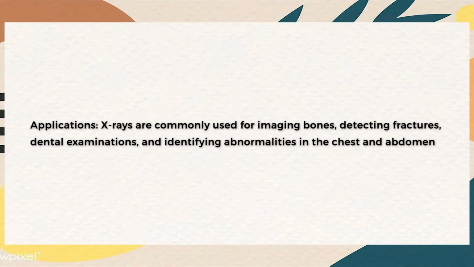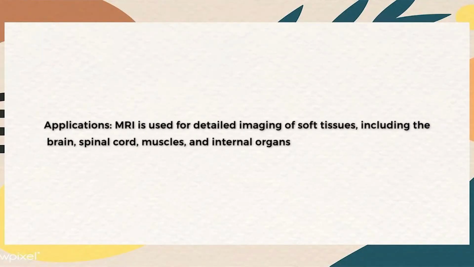First, X-rays. X-rays are commonly used for imaging bones, detecting fractures, dental examinations and identifying abnormalities in the chest and abdomen. Second is MRI, magnetic resonance imaging. MRI is used for detailed imaging of soft tissues including the brain, spinal cord, muscles and internal organs. It is valuable for diagnosing neurological, musculoskeletal and abdominal conditions.